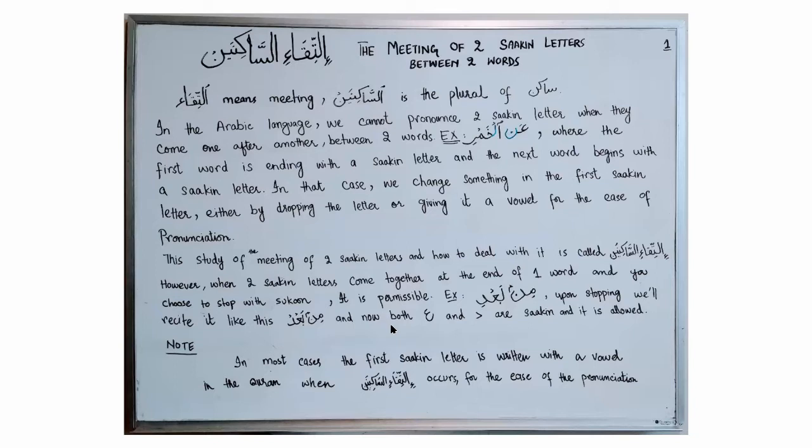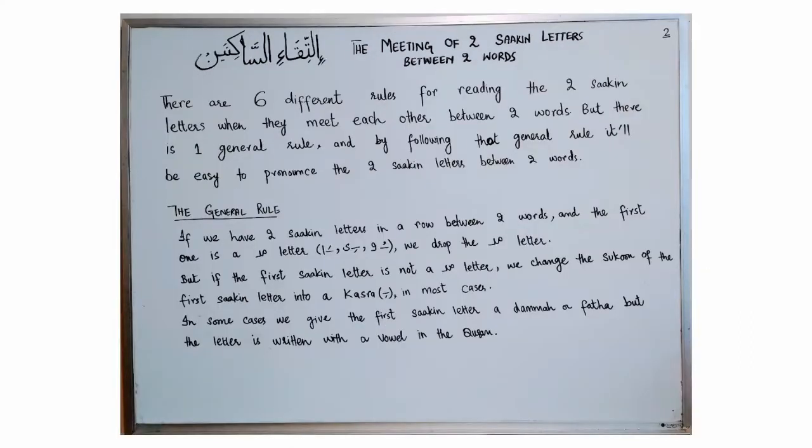And in most of the cases, when Iltiqa'a Sakinain happens, the vowel is already written in the mushaf for our ease of pronunciation. But there are certain rules that we will learn on how to recite two sakin letters when they meet each other between two words. There are 6 different rules for reading the two sakin letters when they meet each other between two words, but there is one general rule. If we follow that particular rule, it will become easy for us to pronounce the two sakin letters between two words.